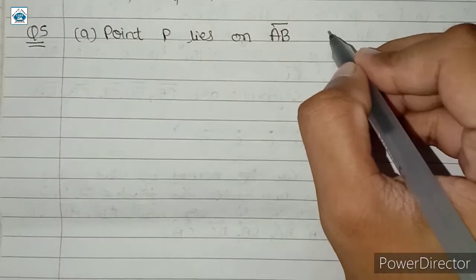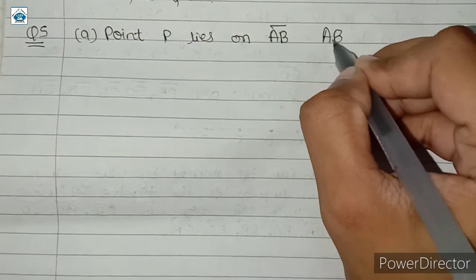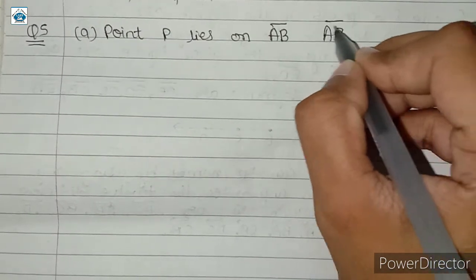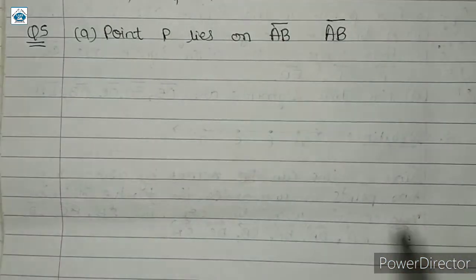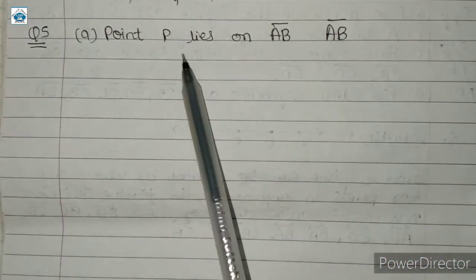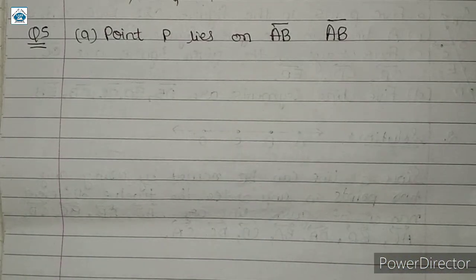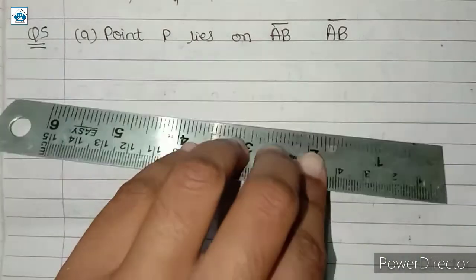Here we have bar on AB. It is AB and there is a line. That is, this is the symbol for line segment. So line segment AB में point P lie करता है. ये हमें एक rough figure draw करके बताना है इसमें. But you have to draw it using scale and pencil.